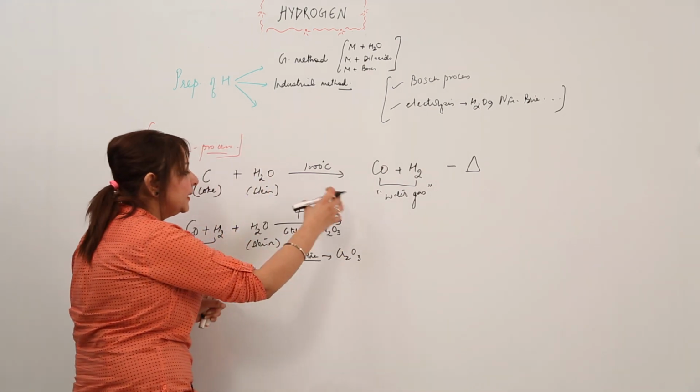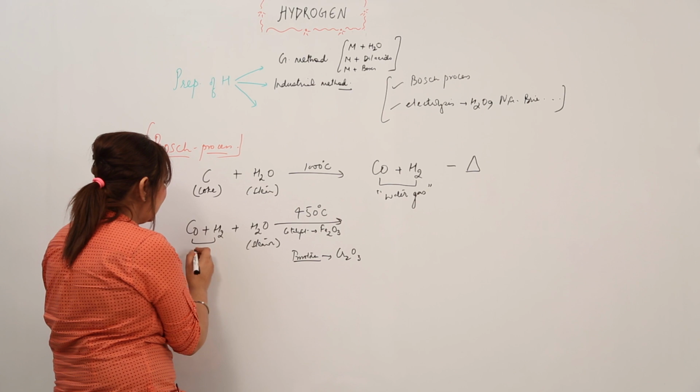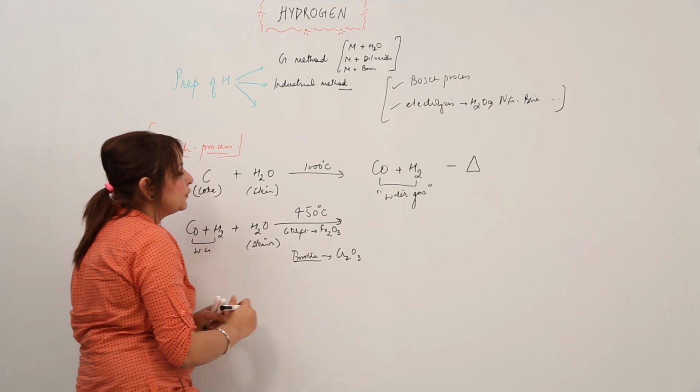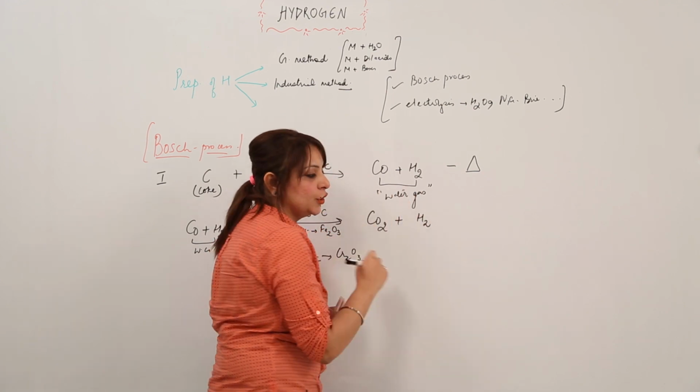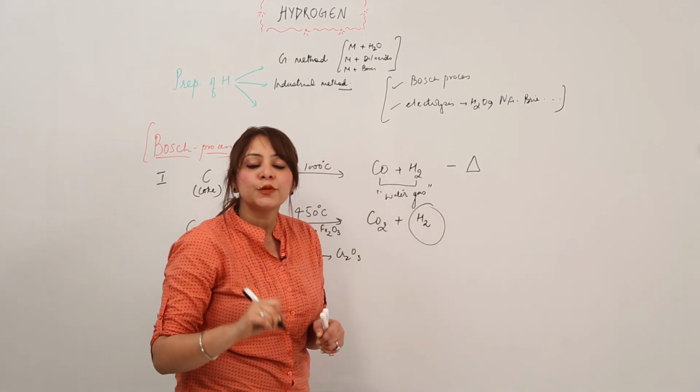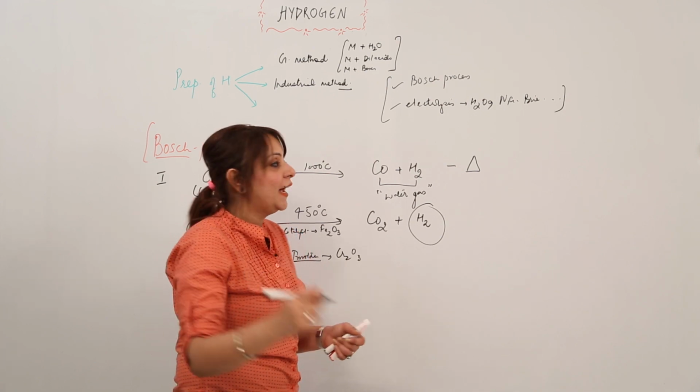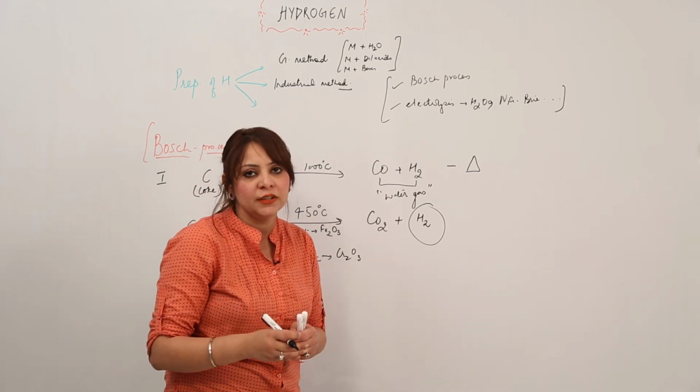In the presence of these two, this water gas reacts with the excess steam, leading to the formation of carbon dioxide and hydrogen. So here is our main product which we wanted. That is why we were carrying out these reactions, that is the hydrogen.